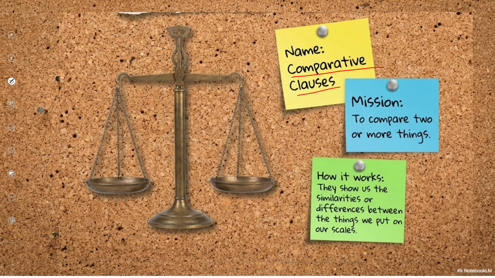What is the purpose, or aim, or mission of this clause? It is to compare two or more things. When you have to compare two or more things, you use a comparative clause. How does it work? They show us the similarities or differences between the things we put on our scale.